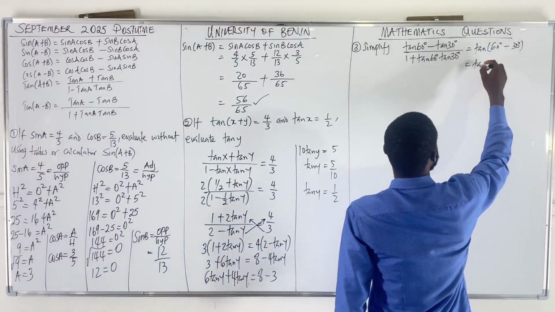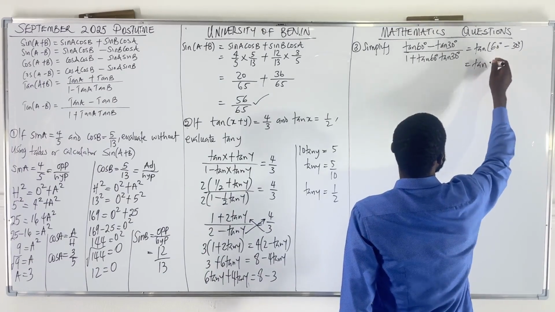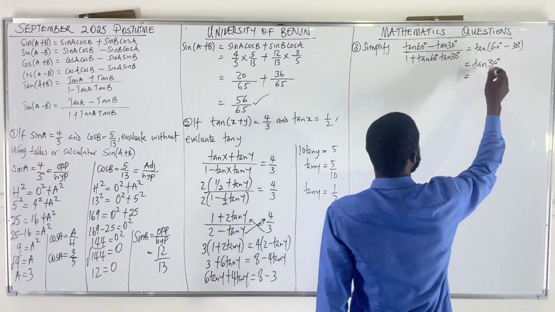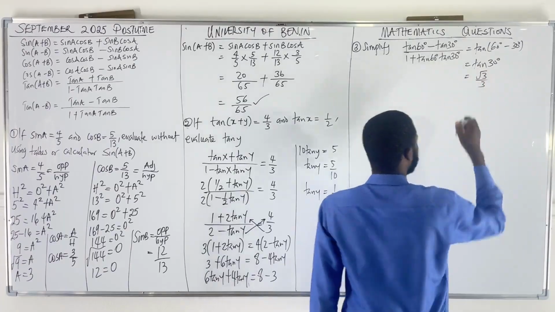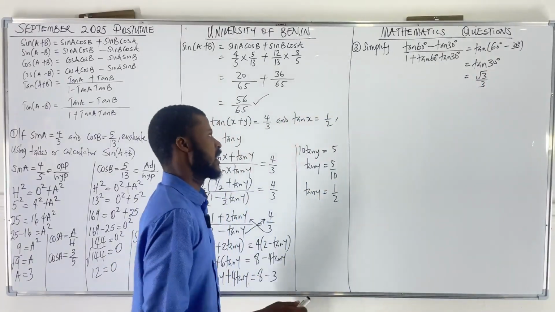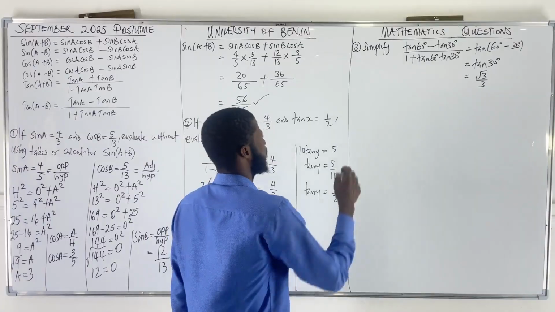Now, this is tan (60 minus 30), which is tan 30. Now, tan 30 is root 3 over 3. So that will be the answer to the question. So like I said, it's just like a trick question. So that's the answer to the question.